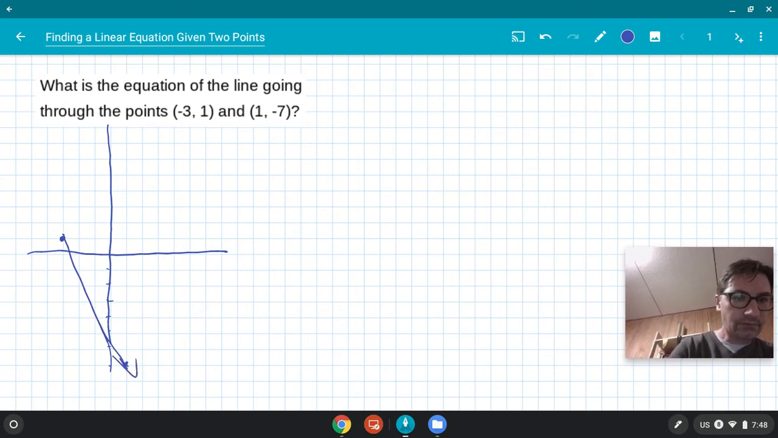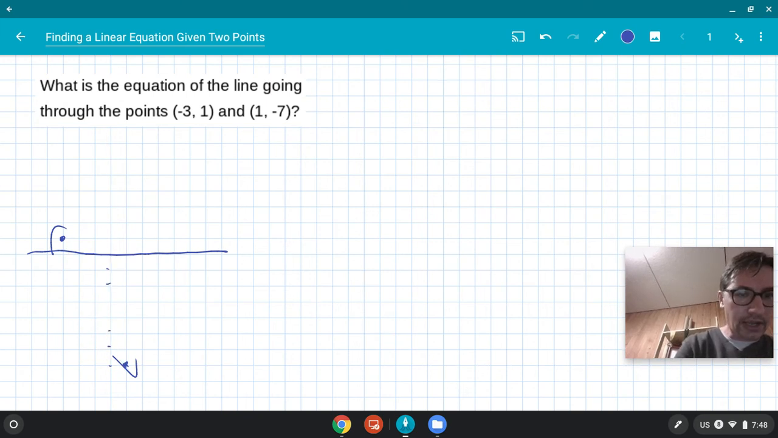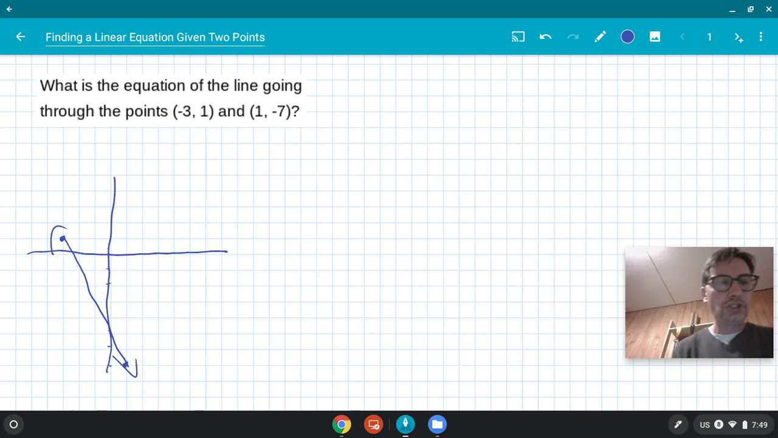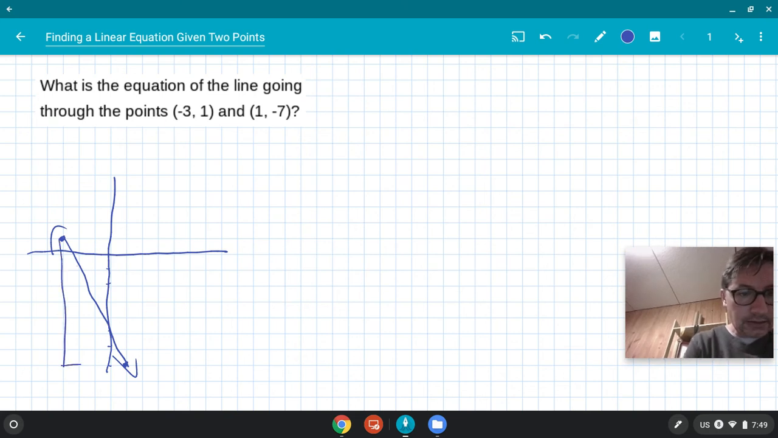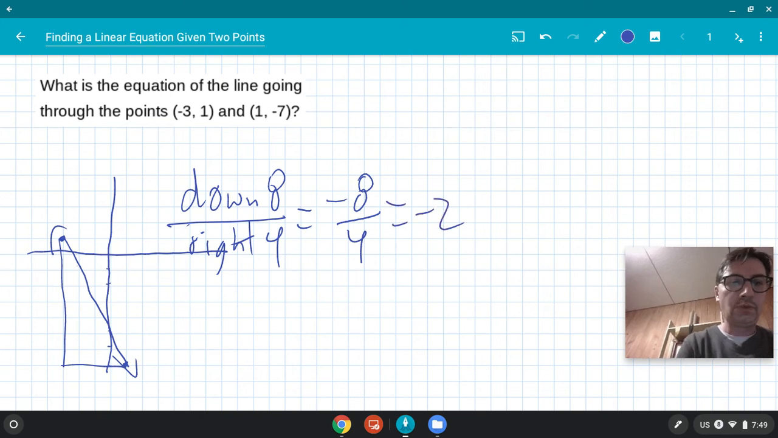But we're trying to figure out what is the slope, right? What we're looking for is the slope. Sorry, I'm being a little iffy with that line. So we know it's -2. And if you draw it, you can see that it's down 8, right 4, which is -2. So we know what the slope is.